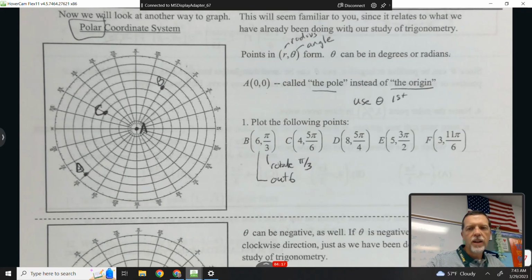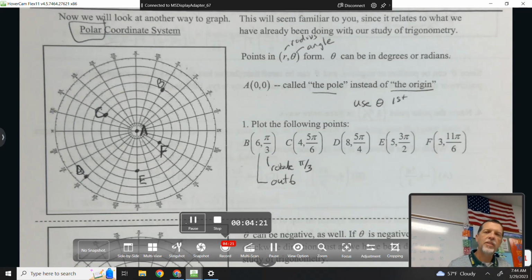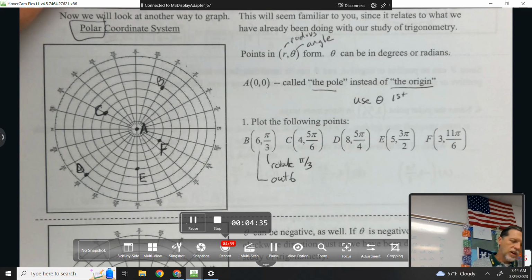Alright, you try E and F. So rotate around and then go out however many you're supposed to. Alright, there's E and F. Any questions on those? So I guess the important thing, or at least the easier way for me to do it, is to rotate first and then use the radius. You can do it the other way, but to me it makes more sense to use the angle first.